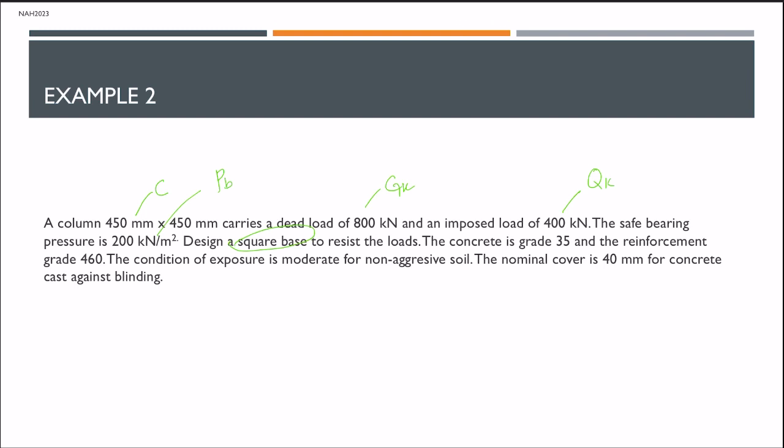The concrete grade is 30/5, which is FCU, and reinforcement grade is 460, which is FY. The condition exposure is moderate for non-aggressive soil. The nominal cover is 40 mm for concrete cast against blinding, which means this is the value of concrete cover.